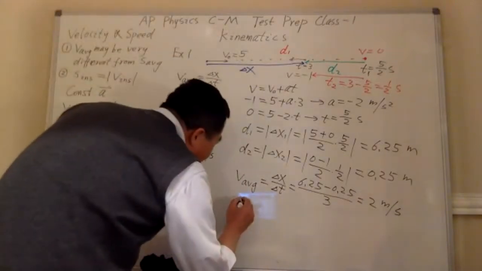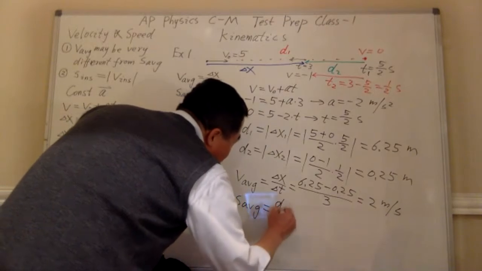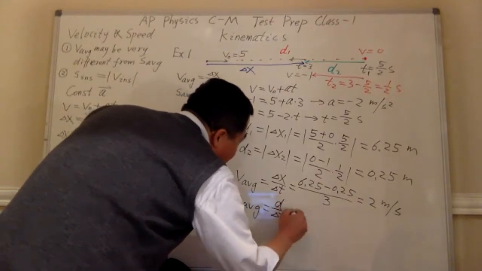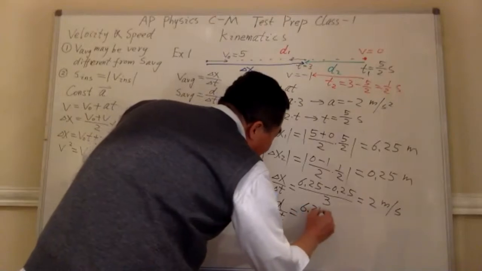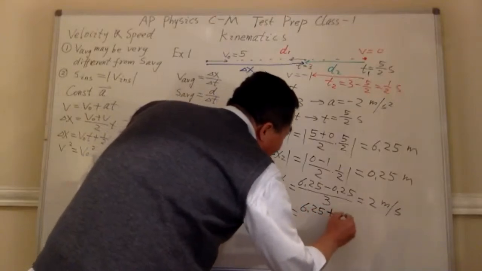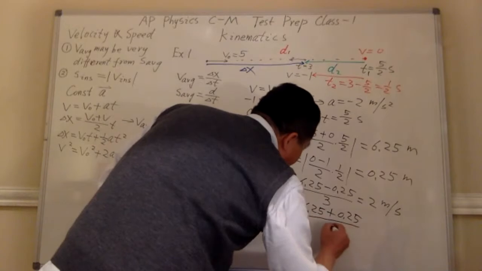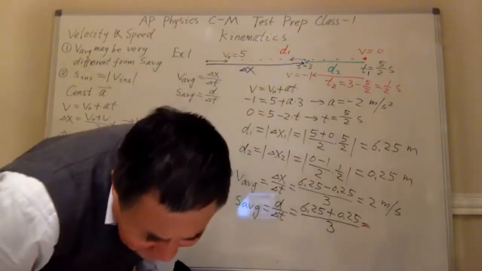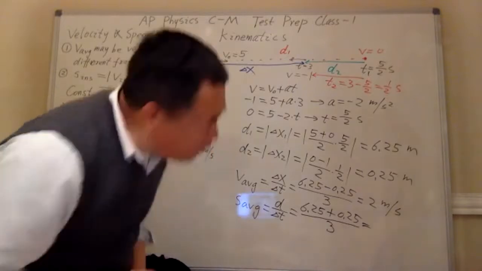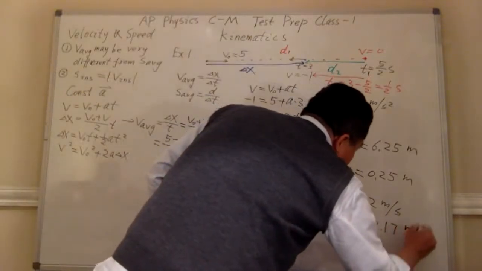How about speed? Average speed. Average speed, remember, this is equal to distance divided by delta t. Then equal to what? Distance, we said they move 0.25. Then they move back by another 0.25. Then you divide by what? Divided by 3. Then each time you get that is 2.17. 2.17 meters per second.